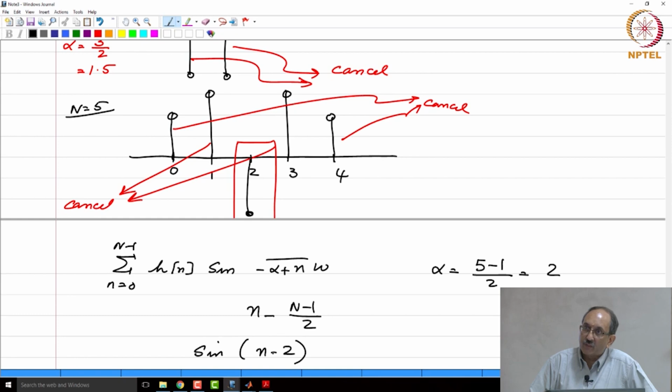Therefore, the center sample which corresponds to n equal to 2, independent of the value of h of 2, does not need a pair to cancel, because whatever h of 2 is, it is going to get multiplied by sine of 0. Therefore, this does not need a pair to cancel. Therefore, this works for both n odd as well as n even.